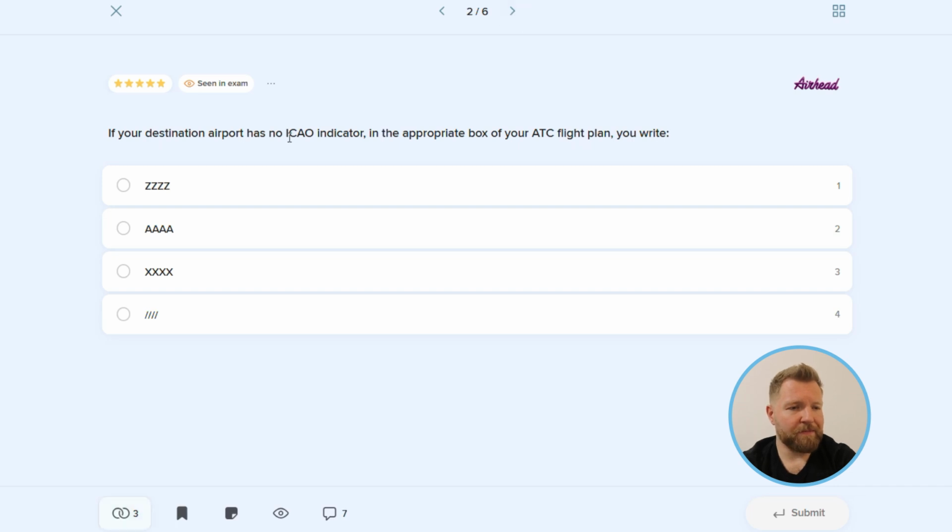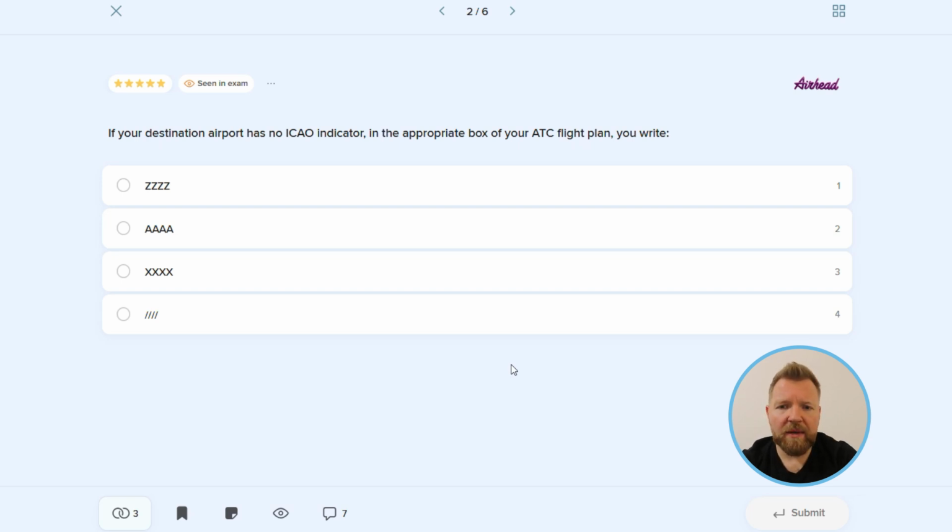Question number 2. If your destination airport has no ICAO indicator, in the appropriate box of your ATC flight plan, you write 4 Zulus, 4 Alphas, 4 X-rays, or 4 slashes.